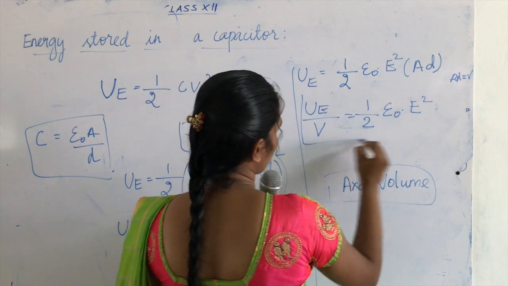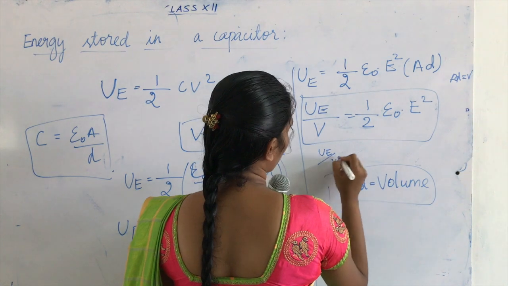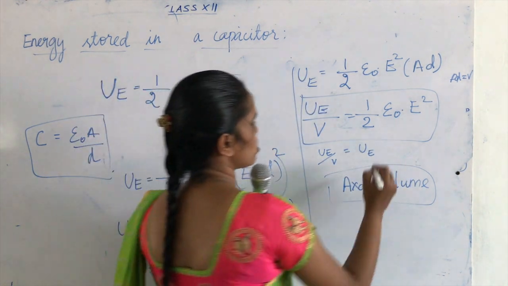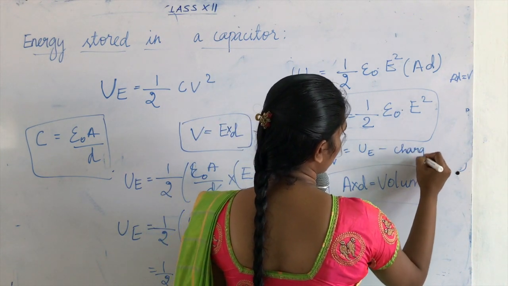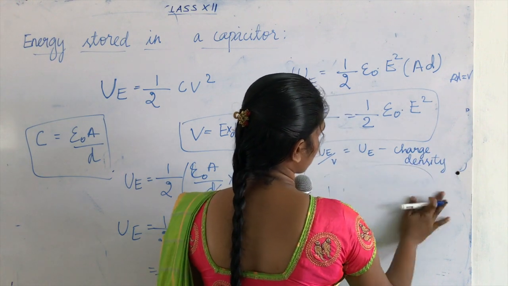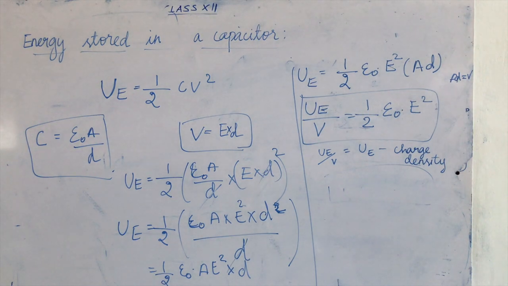Now, this is the final derivation. UE by volume equals small ue, that is the energy density. Do you understand? The energy density does not depend on the size, it depends on the electric field. Okay, children, have you noted?